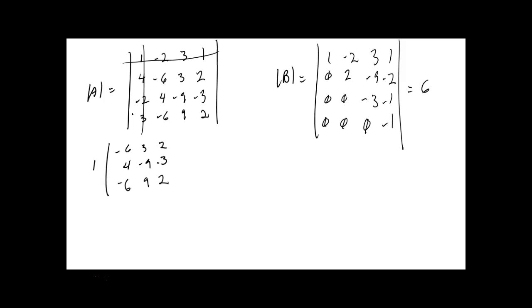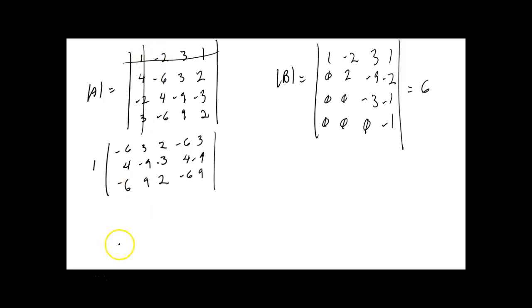It's the trick. Yeah, repeat those first 2 columns. -6, 3, 4, -9, -6, 9. Is that right? Yeah, okay. Okay, then let's do it. Now I'm going to write this as if it's a matrix just because I want to cut it off there. Let's go on and do the next one.